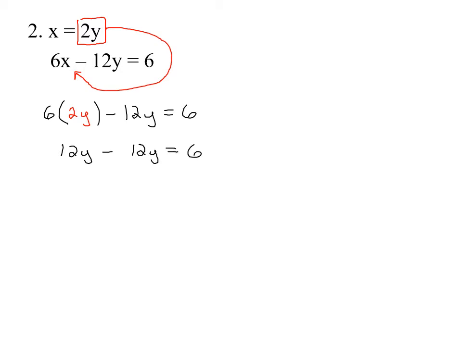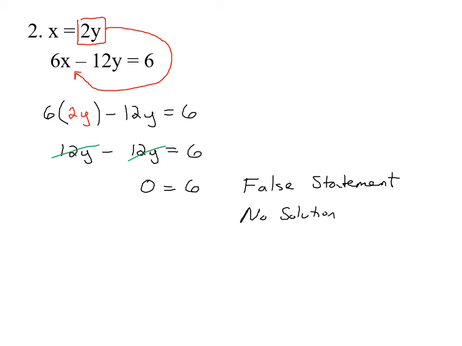But in this case, notice the 12y and the 12y, they actually cancel each other. And I end up with 0 equals 6. You might remember we talked about this back in chapter 1. This is a false statement. And if you have a false statement, you have no solution, or you might see the little symbol for the empty set, one of the two.